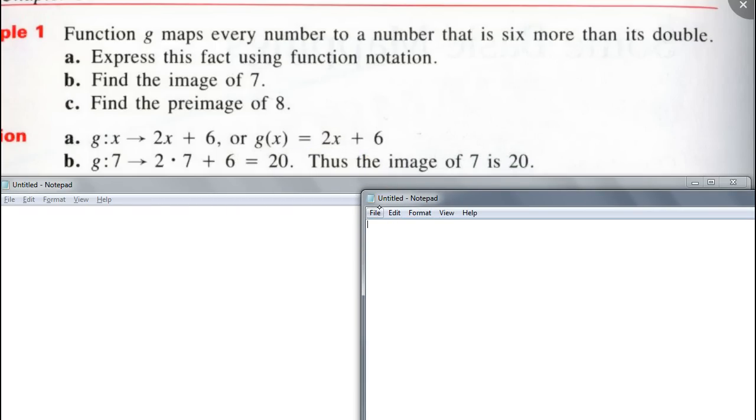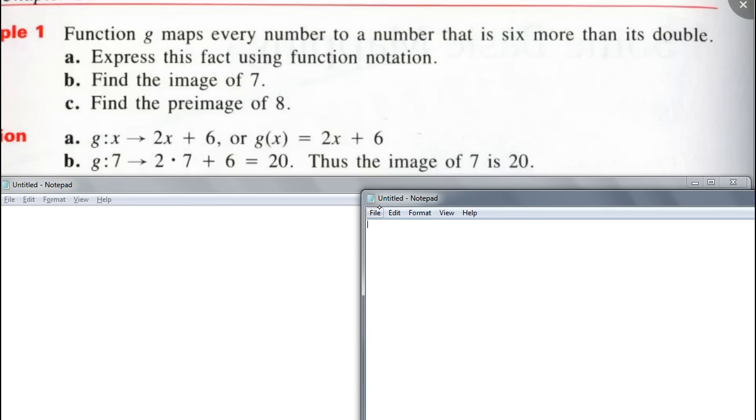What about the next one? Find the pre-image of 8. Is 8 the pre-image? No, we're looking for the pre-image. Remember, you could replace pre-image with the word input. They're saying find the input of 8, which means what? Which input can you plug in so that you get 8 as your output? So 8 is the image, isn't that right? So they want you to find the pre-image of this image 8.